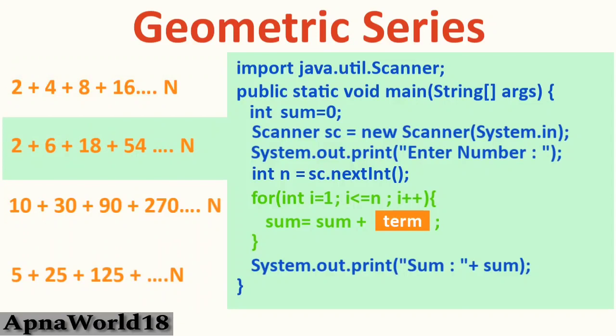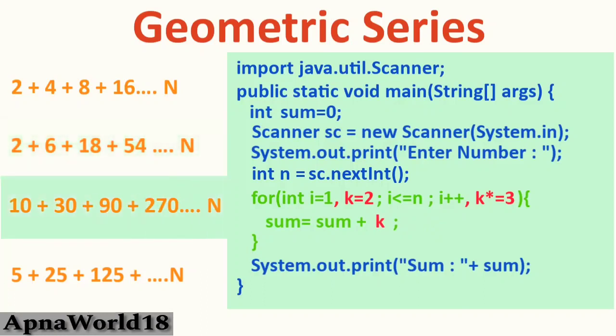We again start with our standard template. In this we assign k to 2, which is our first number of the series. Then we will just do k multiplied by 3 for every iteration. Inside the loop, we will just do sum is equal to sum plus k. This is our program for the second series. Similarly, we will solve the next series. In the template, we will assign k to 10 in the for loop and then do k multiplied by 3 and do sum is equal to sum plus k inside the loop. This is the program for the third series.